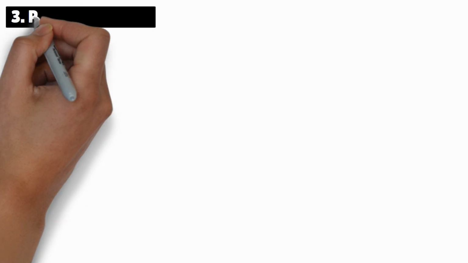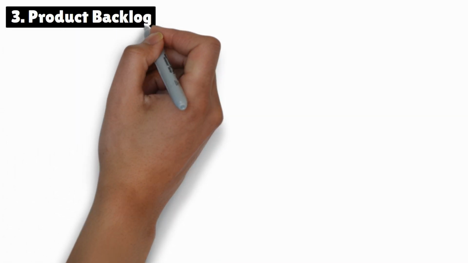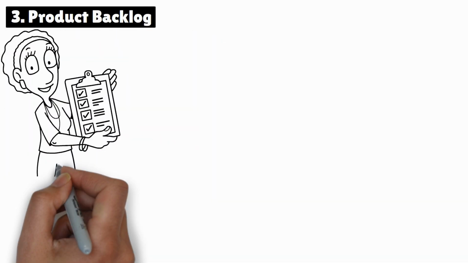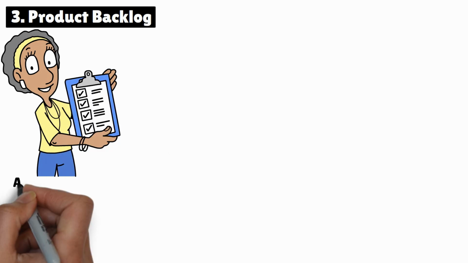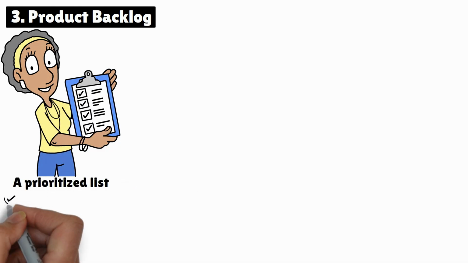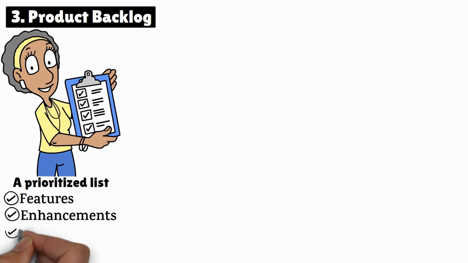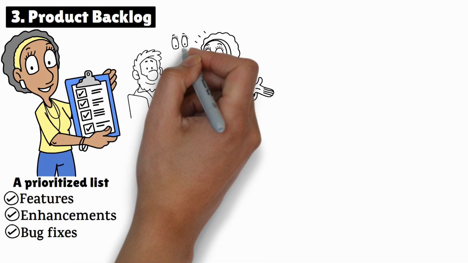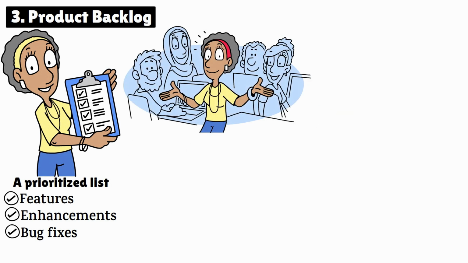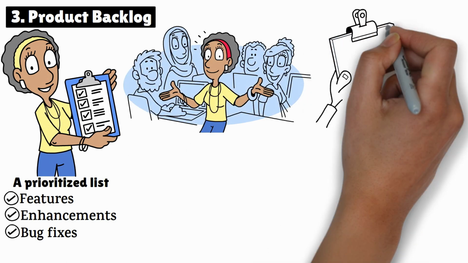3. Product backlog. Think of product backlog as the evolving to-do list for the product. It's a prioritized list that includes features, enhancements, and bug fixes, basically everything planned for the product. The product owner is in charge of this list, continuously refining and prioritizing it based on feedback and changing needs.